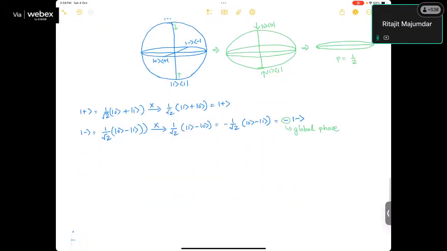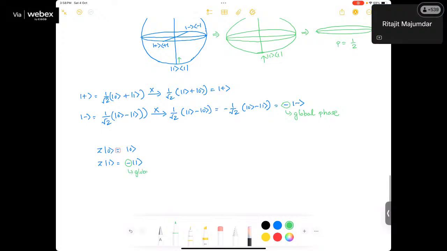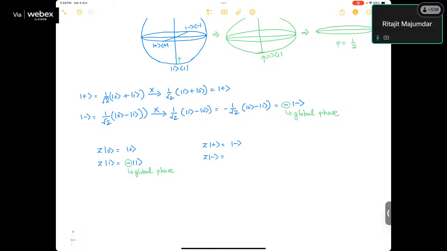If we understand this, let's look into phase flip. We know Z acting on 0 is 0, Z acting on 1 is minus 1, but again, this minus here is a global phase. So essentially, the Z operator does nothing to the states 0 and 1. But Z acting on plus gives minus, and Z acting on minus gives plus. And similarly, you can very easily check that Z acting on plus i will give minus i, and Z acting on minus i will give plus i.